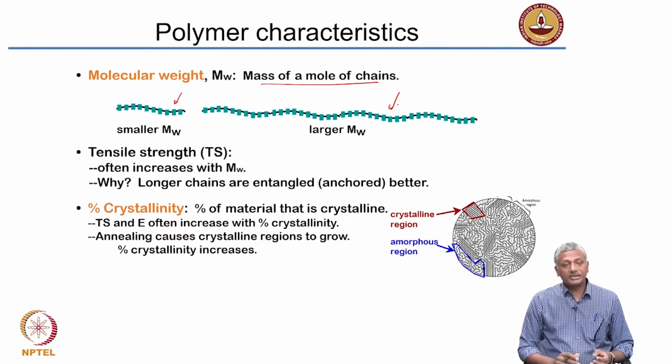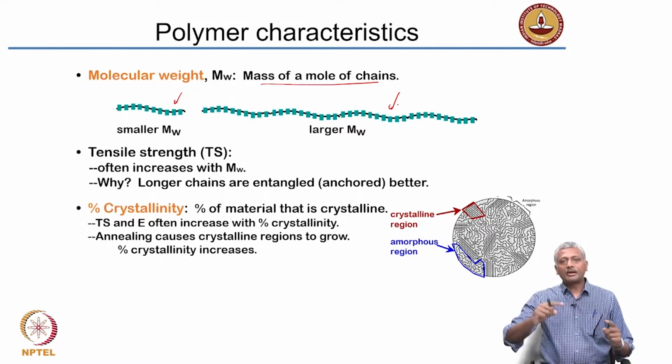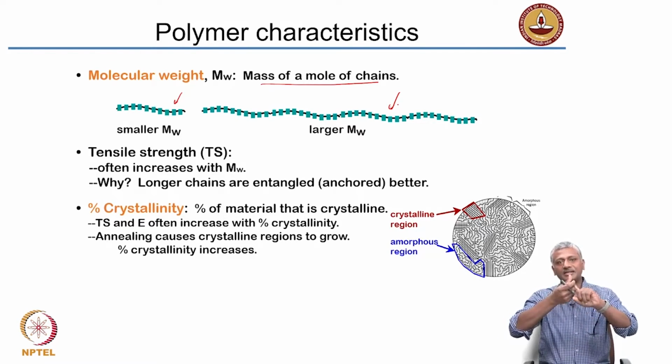The tensile strength generally increases with increase in molecular weight. So, as the molecular weight goes up, tensile strength also goes up. Why is that? Because just imagine a three-dimensional network of these chains. Okay? If you have longer and longer chains, there is a good chance that these chains are anchored or interconnected. Even though they may be linear or branched, they need not be cross-linked or networked.